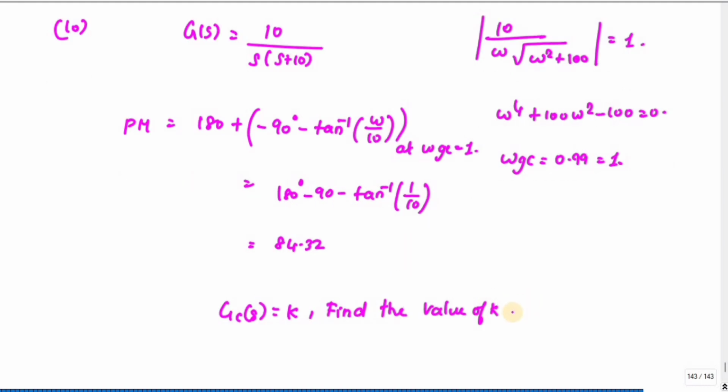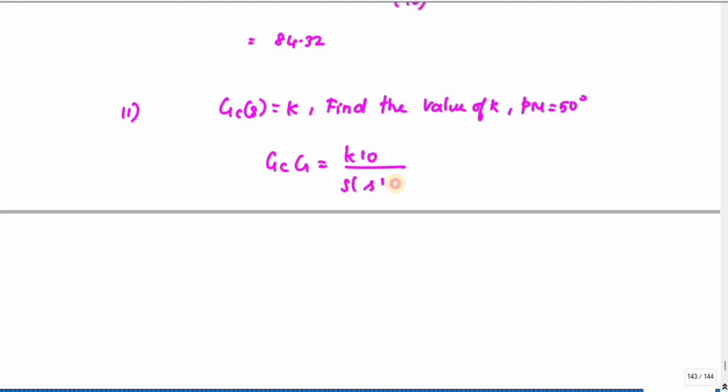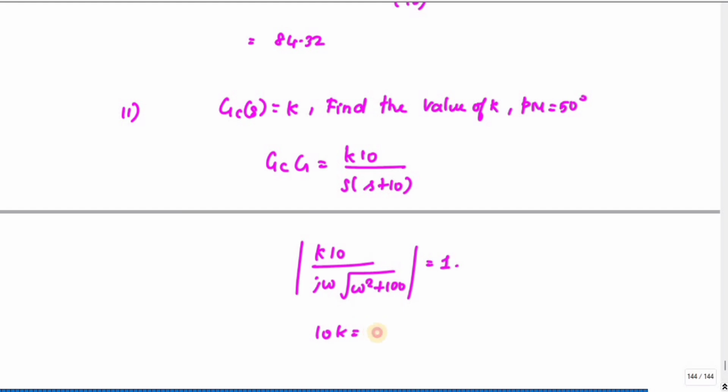Now if Gc(s) is equal to k, find the value of k if the phase margin is 50. So Gc into G is equal to k into 10 divided by s into (s plus 10). If I take the magnitude, I will get k times 10 divided by omega into root of (omega square plus 100), that is equal to 1. You should not write j. So 10k is equal to omega into root of omega square plus 100.